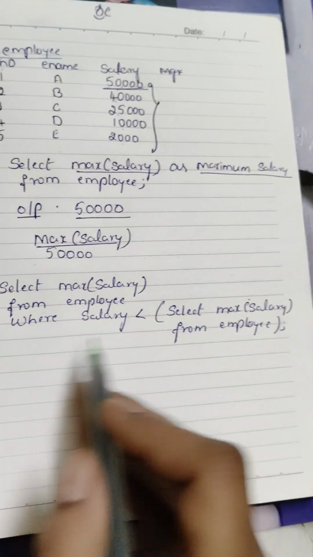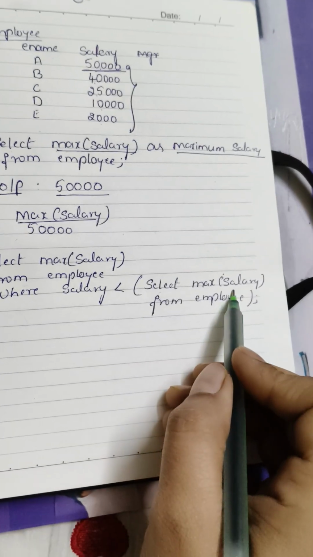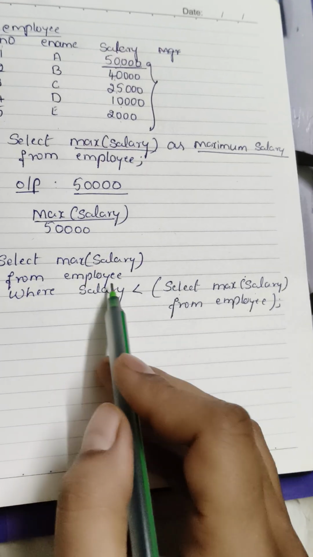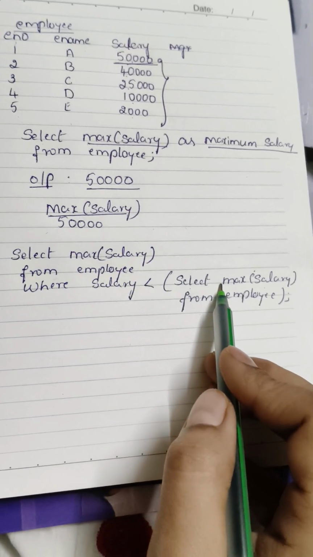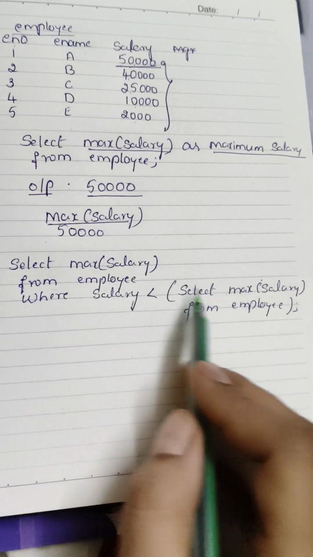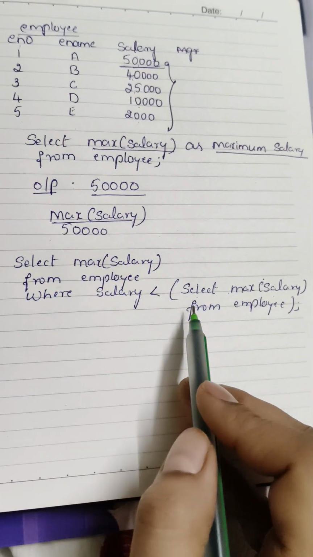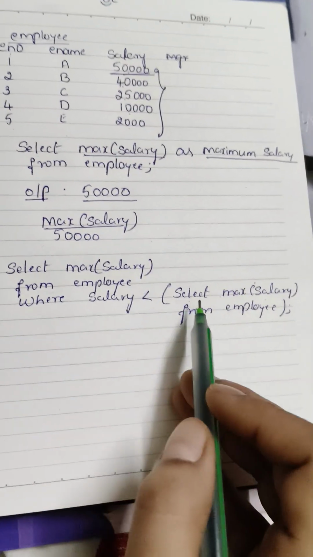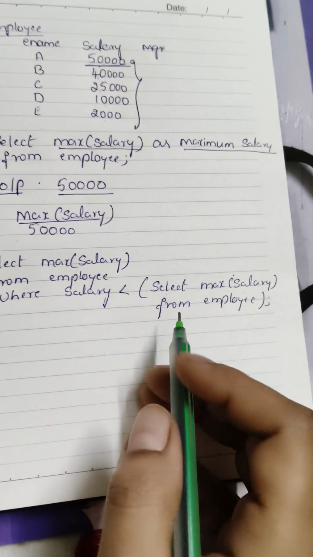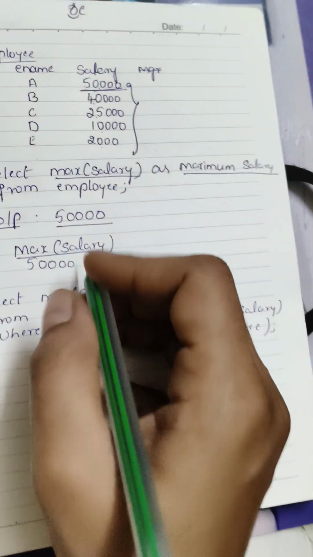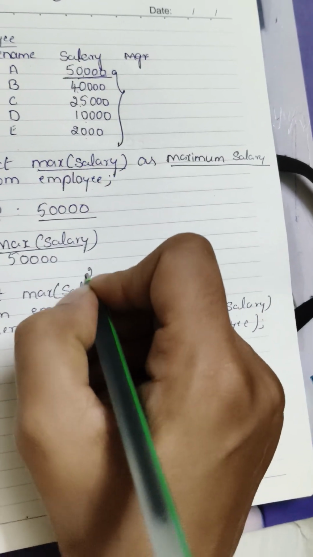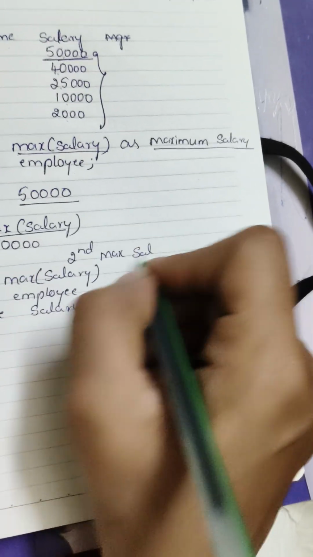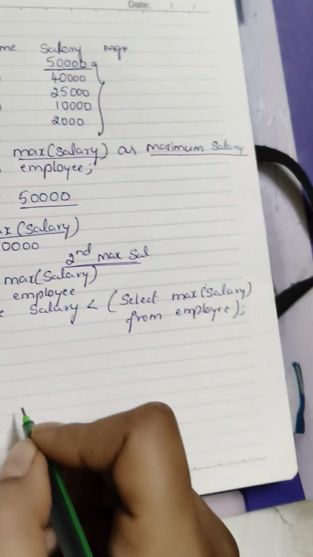Now in this query, select max of salary from employee is a query. Inside this query, I have written one more query. That means a query inside a query. It is also called a subquery or nested query. Query inside a query. Okay, now we are finding the second maximum salary.